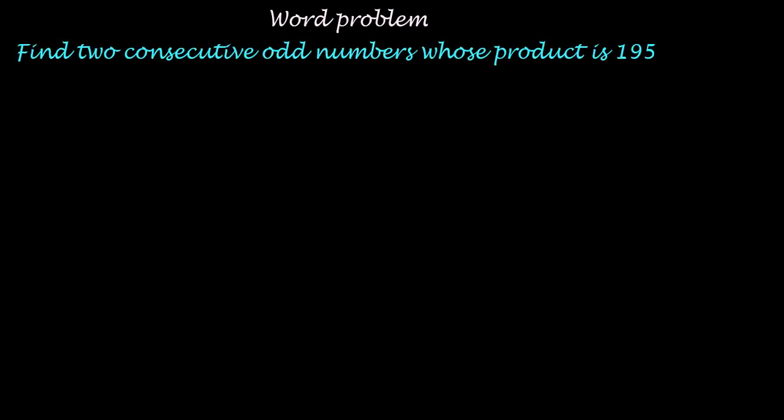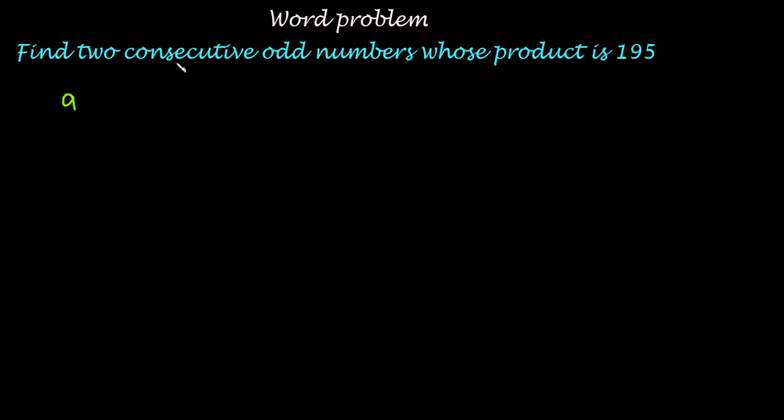Now, this is another thing we want to go through. They say find two consecutive odd numbers whose product is 195. Now here, because we don't know those particular odd numbers, we need to represent them with something like a. So I want to use a to represent these numbers. So a is the first number.